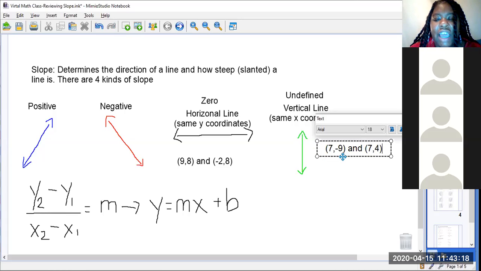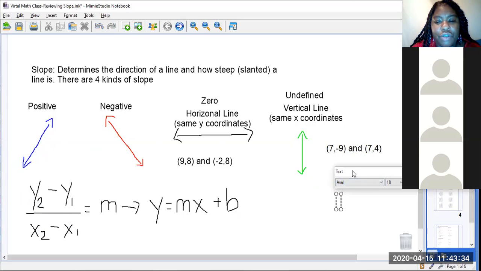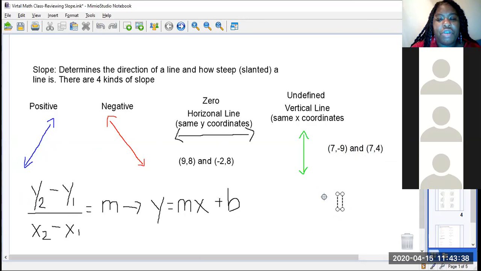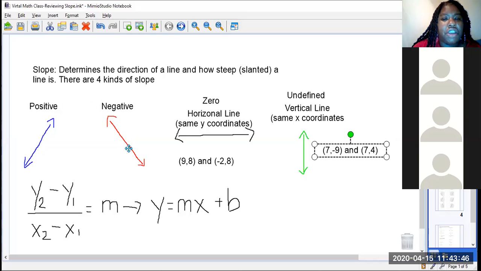Because I have the same x coordinate and my x coordinates are both 7, that lets me know that I have an undefined slope. I don't have to do this formula right here. Of course, I can prove it with no problem. But just remember, it's very important that you know your x coordinates and your y coordinates. A lot of people get them confused.